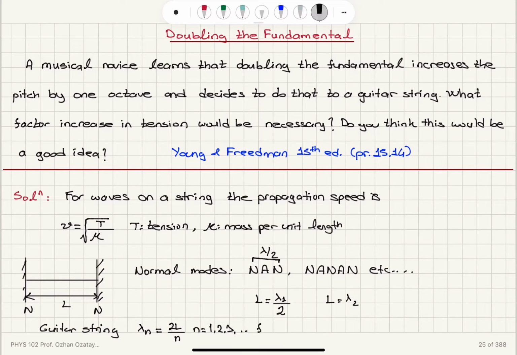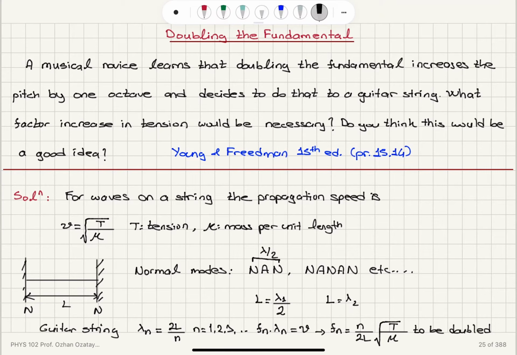And the frequency f n times lambda n is equal to the propagation speed v. Therefore, we see that the frequency of the nth harmonic would be given by n divided by 2L, which is 1 over lambda, multiplied by the propagation speed, square root of tension divided by the mass per unit length. And this is the frequency we would like to double, so we will get a pitch 1 octave higher.